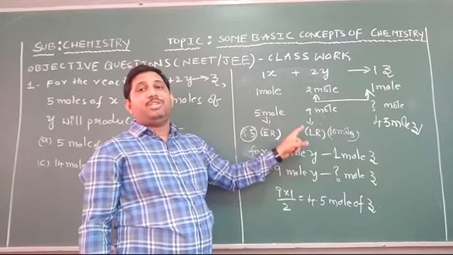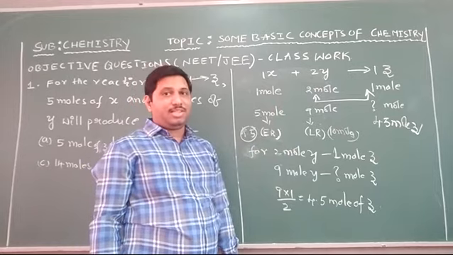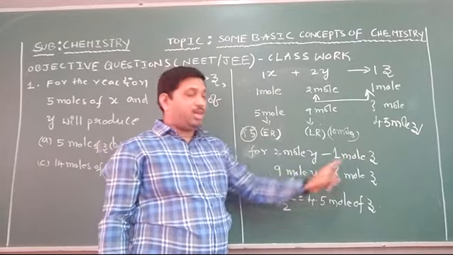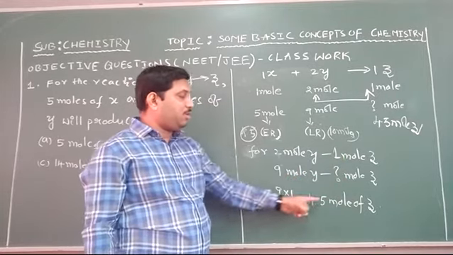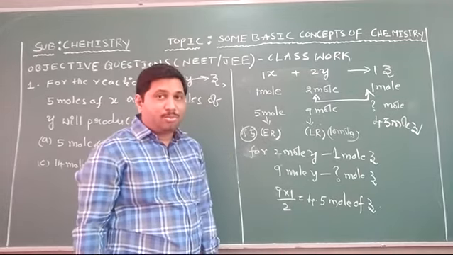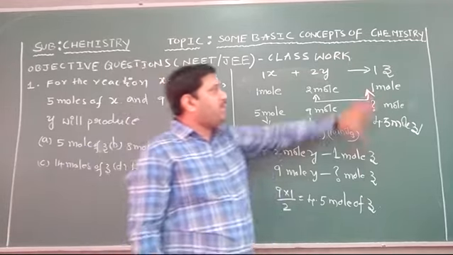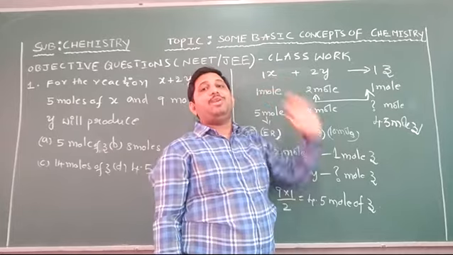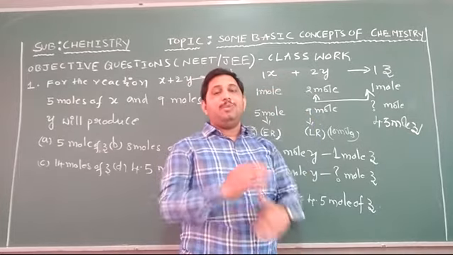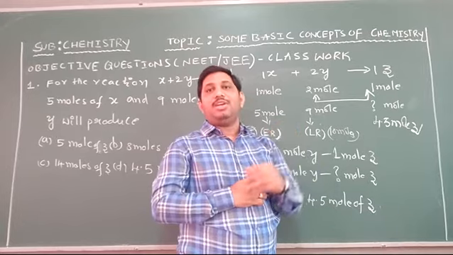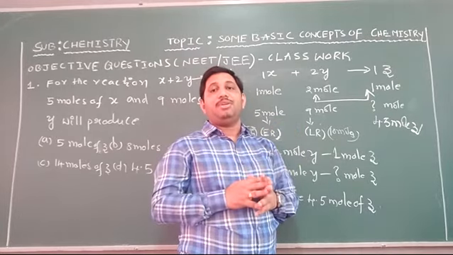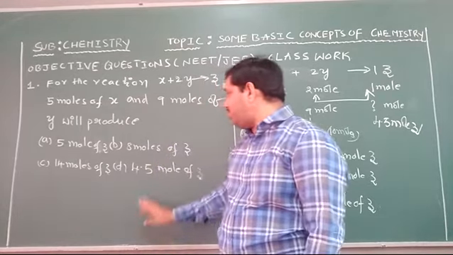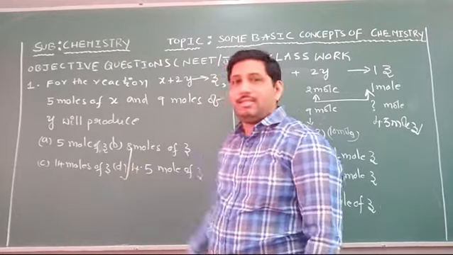Always the product formation depends on the amount of the limiting reactant but not the excess reactant. Hence 2 moles of Y is equal to 1 mole of Z, 9 moles of Y is equal to how many moles of Z? Cross multiplication, 9 into 1 by 2, that is equal to 4.5 moles of Z. In any chemical reaction, the amount of the product formation purely depends upon the amount of the limiting reactant only, because the limiting reactant is completely consumed. Once the limiting reactant is completed, there is no reaction between that reactant and the other reactant. Hence, the correct answer is 4.5 moles of Z. Therefore, D is the correct answer.